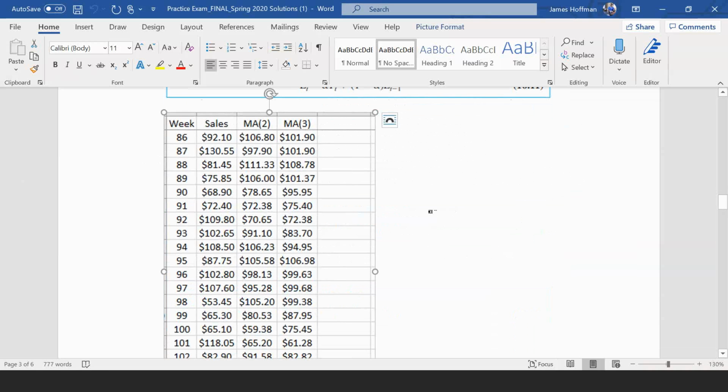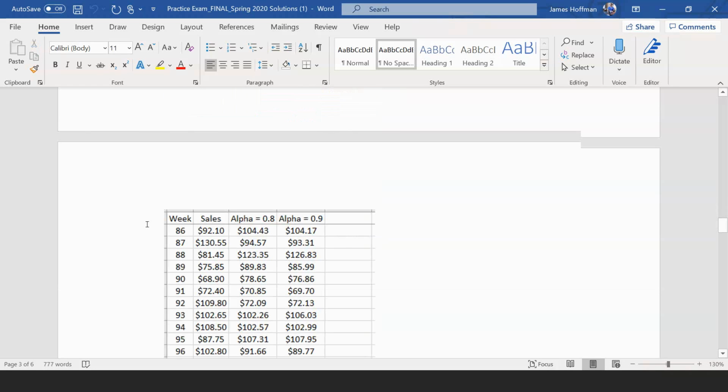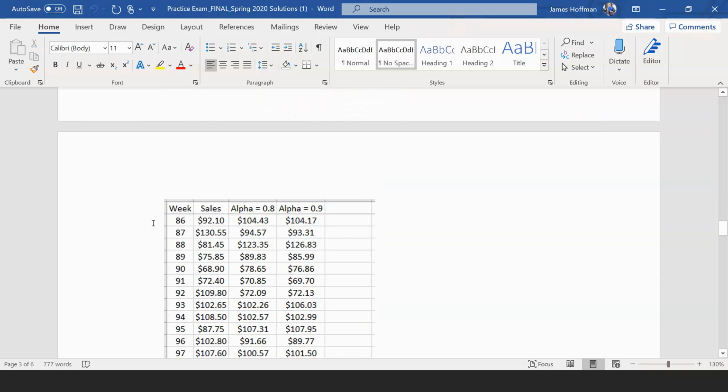All right, so the first screen cap is for the moving average part. And then all you want is the two highlighted cells that are missing. So you want the week 105 moving average for 2, and then week 105 moving average for 3. All right, and this next one is for the exponential smoothing, so we'll get to that in part B.